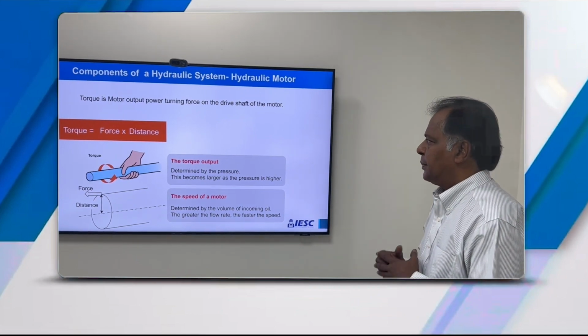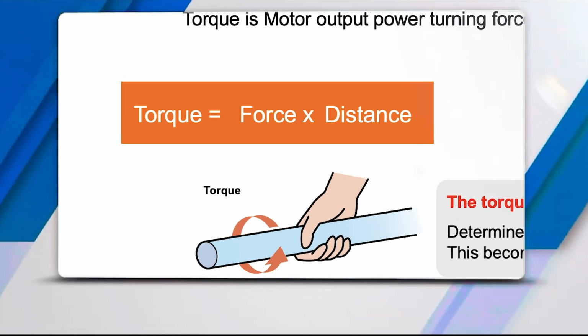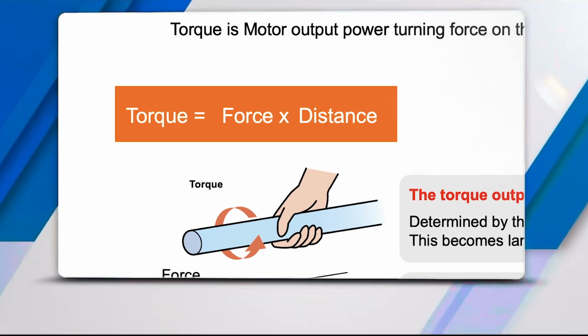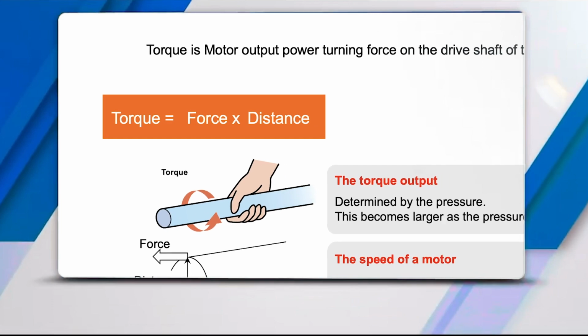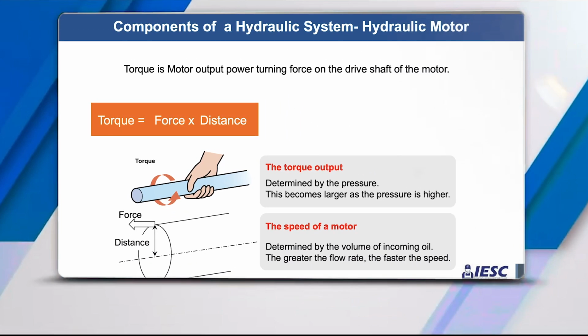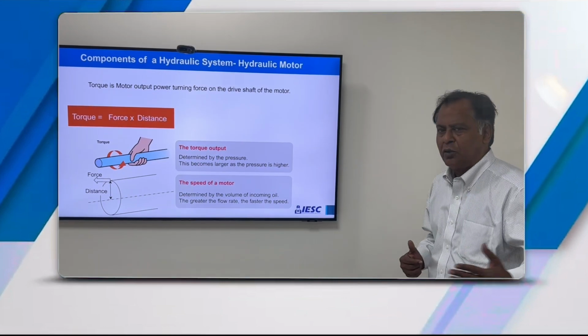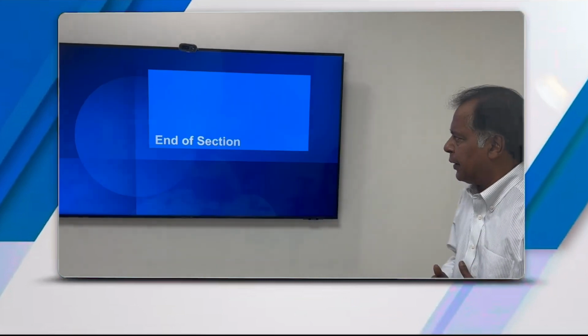So the torque is the motor output power, the turning force on the drive shaft of the motor, and torque, as you know, is a product of the force and the distance. The output torque is determined by the pressure, and obviously if the hydraulic pressure is high, the torque is higher, and the speed of rotation of the motor is determined by the volume of incoming oil. The greater the flow rate, the faster the speed.